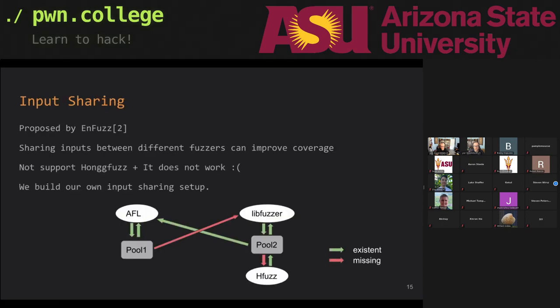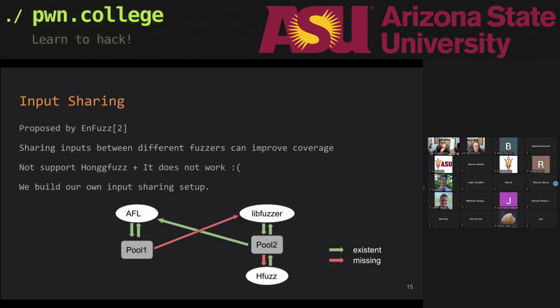So finally, for the fuzzing basics, the last part is input sharing, and it is an important part. It was proposed by Ensemble Fuzz several years ago. It basically says that sharing inputs between different fuzzers can effectively improve coverage. In their paper, they claim this number is actually 30%. We tried it, but it didn't work on our machines because it was implemented several years ago. So we built our own input sharing setup to share inputs between AFL, LibFuzzer, and HonggFuzz.